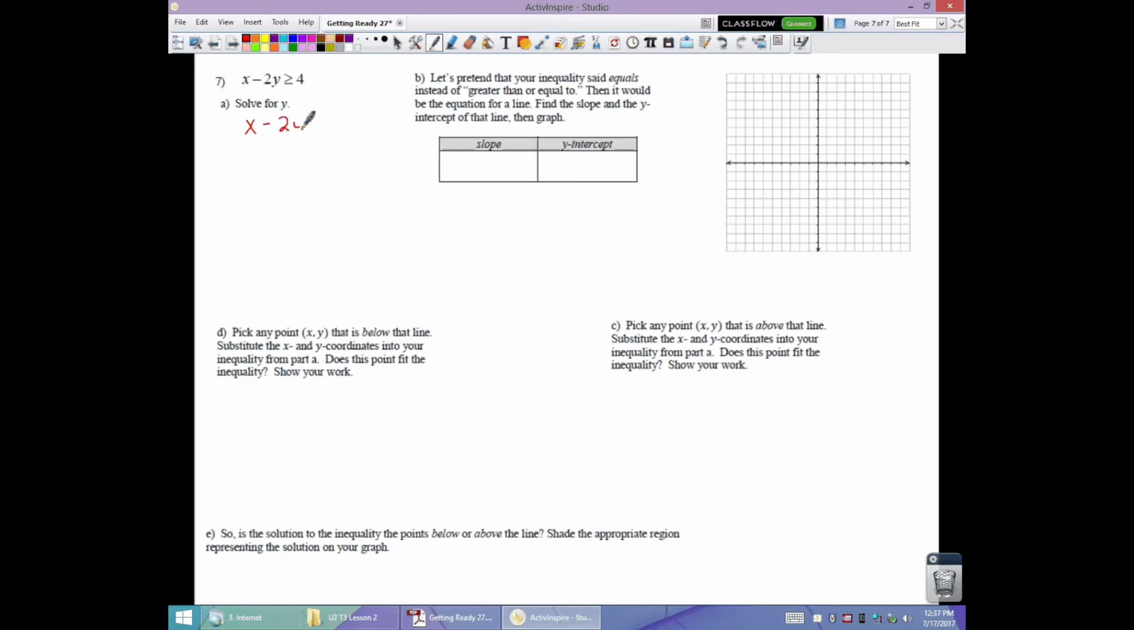So if I take x minus 2y greater than or equal to 4, and I solve for y, that means I'm treating y as my variable and isolating that. Move everything else to the other side. So first, I will get rid of the x by subtracting it. So that's minus x on both sides. That leaves me, can't lose this sign, negative 2y is greater than or equal to negative x plus 4.